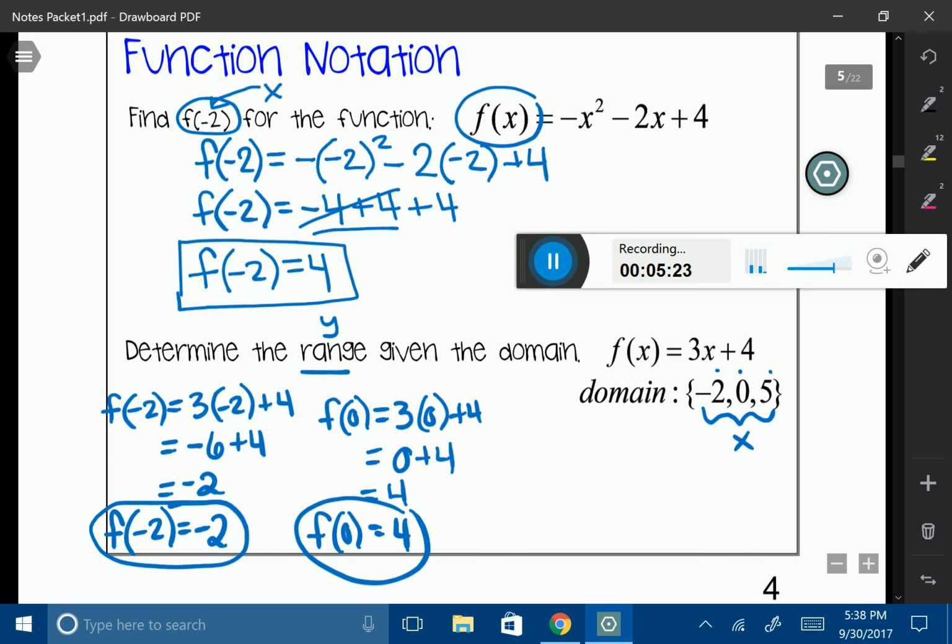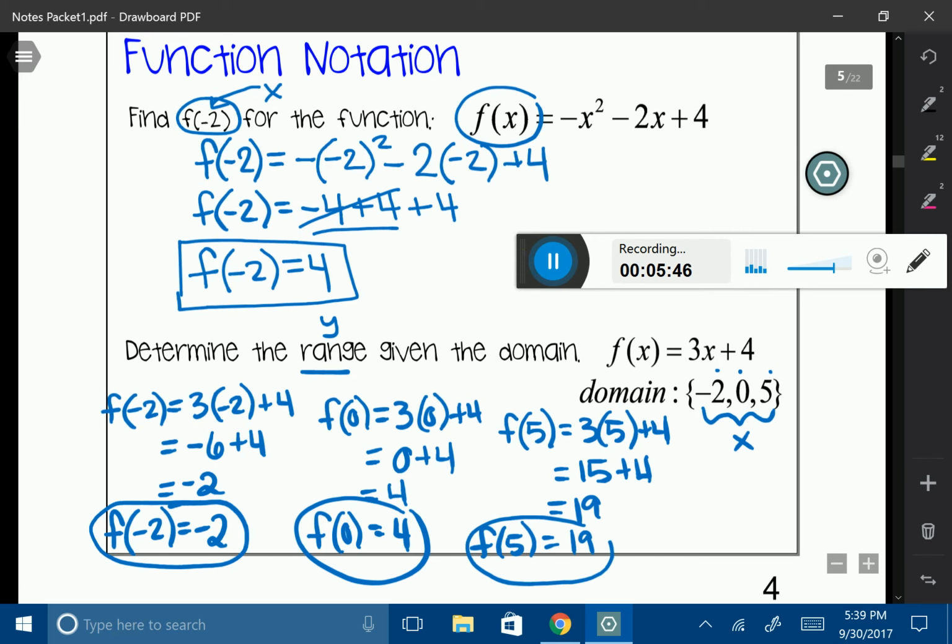And then my last one, let's go ahead and do that. I have f of 5 this time is equal to 3 times 5 plus 4. 15 plus 4, and that's going to give us 19. So my f of 5 this time is going to be 19. So those are going to be my range values.